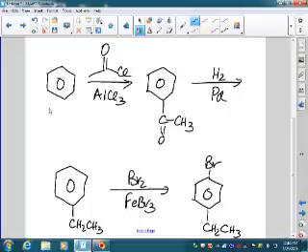Tells you where the ethyl is. Para-ethyl. Bromobenzene is the parent name. Ethyl is on the para carbon. Got it?